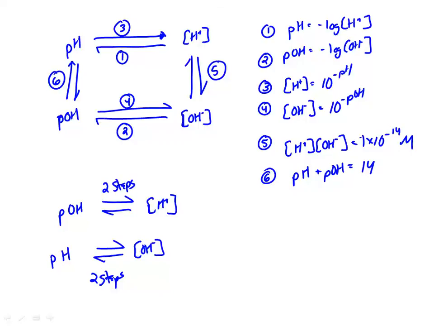Jess? With equation 6, how do you use it? Just add 14? Well, they just add together. So for instance, if I said the pH equals 9, what is pOH? It's just 9 plus pOH equals 14.